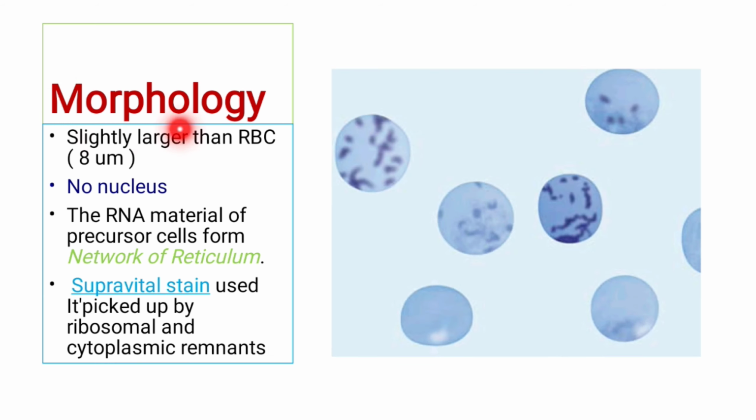Morphology of the reticulocytes. They are slightly larger than the RBCs. The transverse diameter is around 8 micrometer. If you observe from the figure, they contain no nucleus, and we use supravital stain to stain these cells. It's picked up by the ribosomal and the cytoplasmic remnants of the cells. The name reticulocyte itself suggests that they contain a network of reticulum, and it is formed by the RNA material of the precursor cells of the RBC formation.